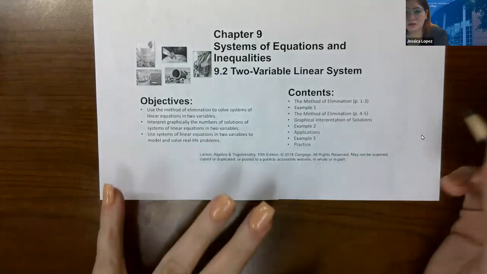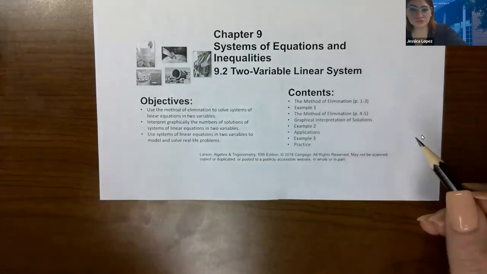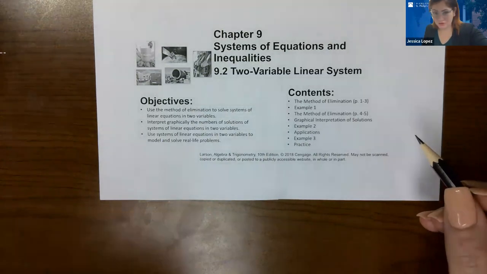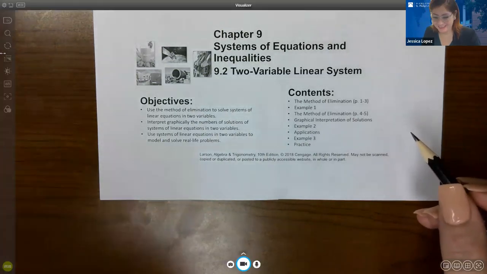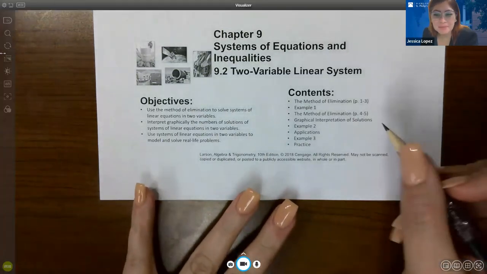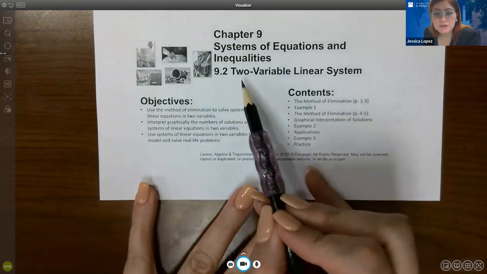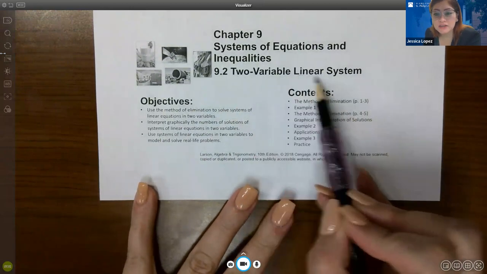Okay, in this video, we're going to cover 9.2. Sorry, I'm trying to adjust my monitor. I'm squeaking over there. But in this section, we're going to be covering two-variable linear systems.